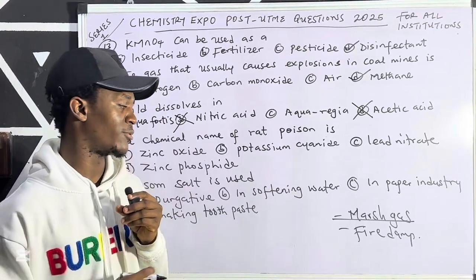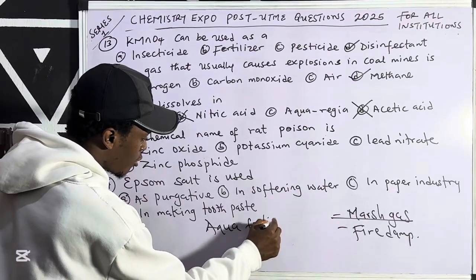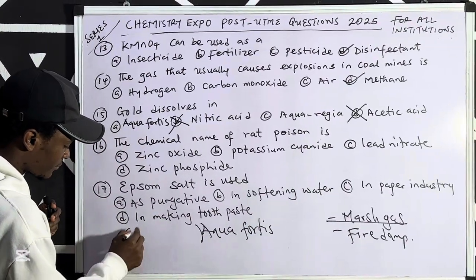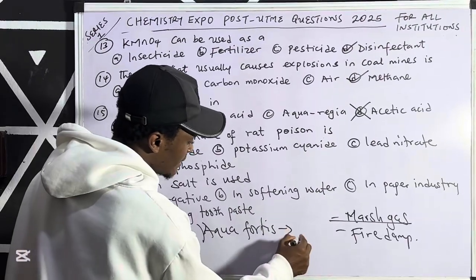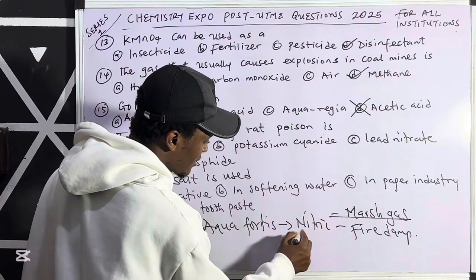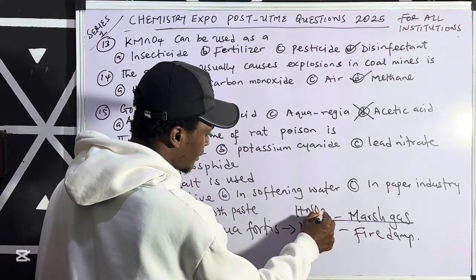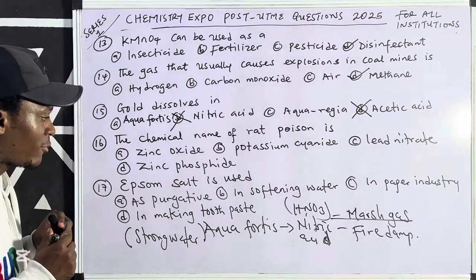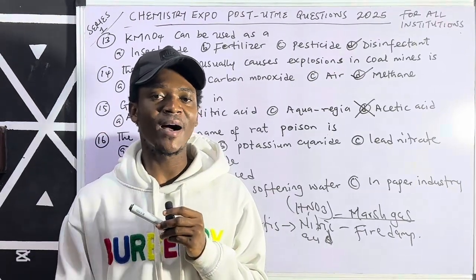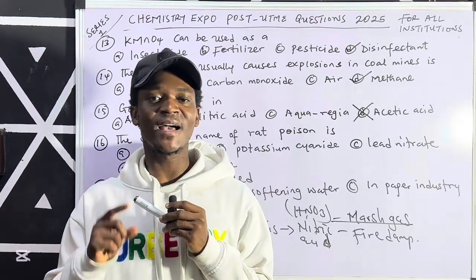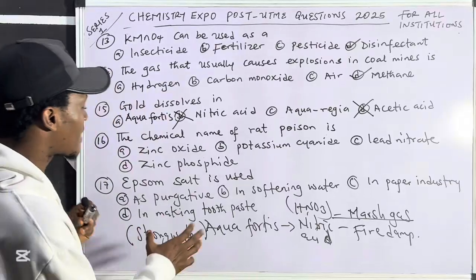Just pay attention. Now, aqua fortis is also called strong water, and it is nitric acid, which is HNO3. That's what is known as aqua fortis. This aqua fortis can dissolve metals like copper and silver, but it cannot dissolve gold. That's one uniqueness about that. So it can't dissolve gold.